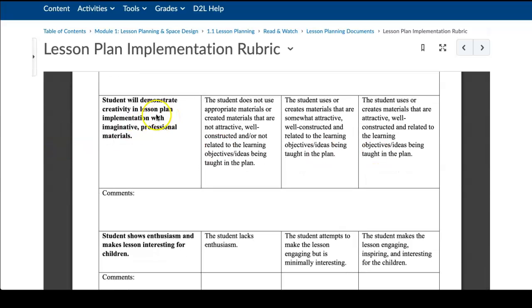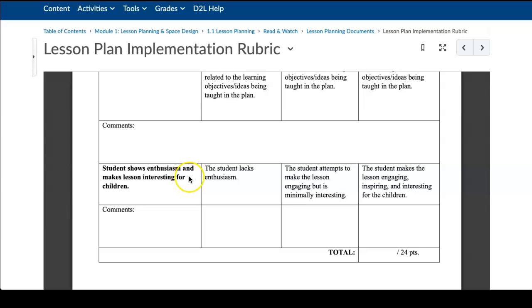The student will demonstrate creativity in the lesson plan implementation with imagination and professional materials. So again, student uses or creates materials that are attractive, well constructed, and relate to the learning objectives and ideas being taught in the lesson plan. Make sure that your materials are age appropriate and developmentally appropriate. Are they going to stand up to an infant that's going to explore with their hands or even their mouths?